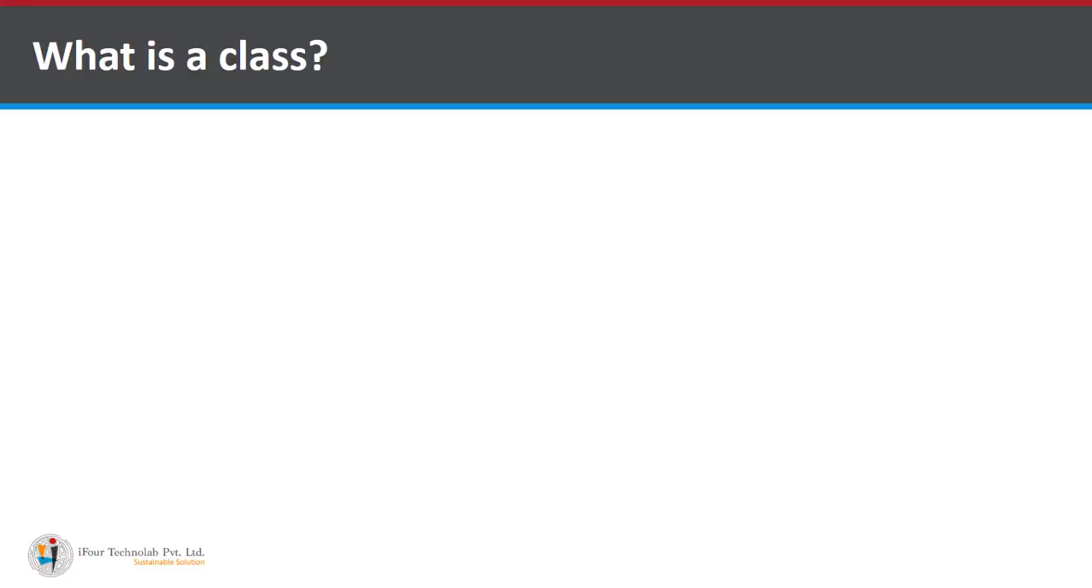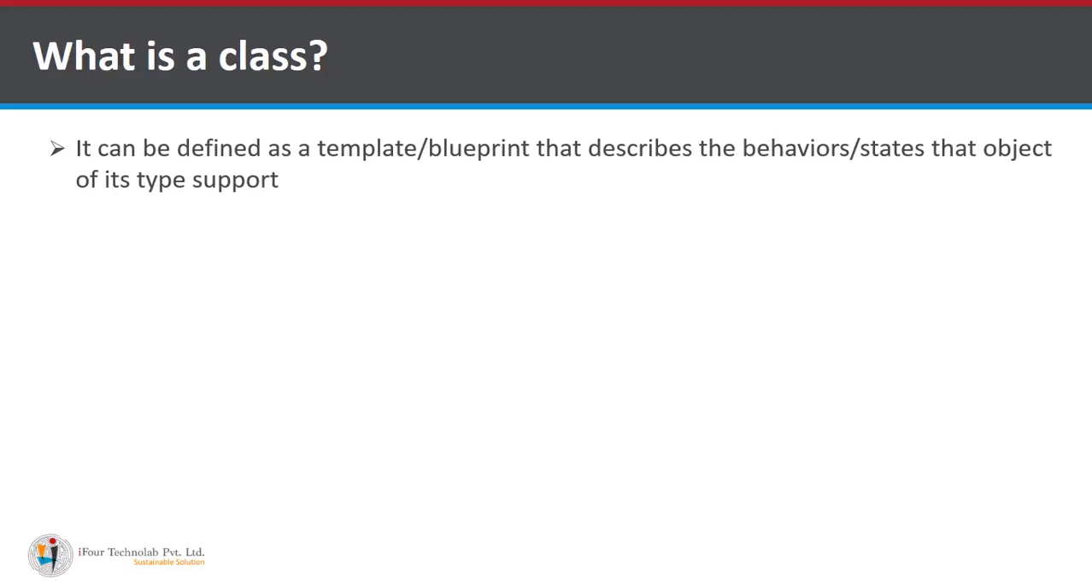Now let's see them all in detail. So first we have a class. So what is a class? It can be defined as a template or a blueprint that describes the behavior or states that an object of its type supports.